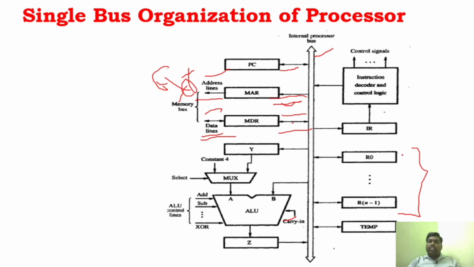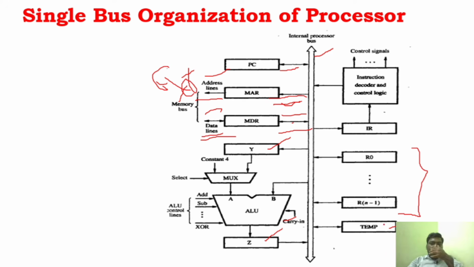So for temporary storage and to increase the speed, you need the general purpose registers. And then you have to know about these particular registers, Y, Z, and as well as Temp. This is another set of registers. These registers are very transparent. So what is meant by transparent?